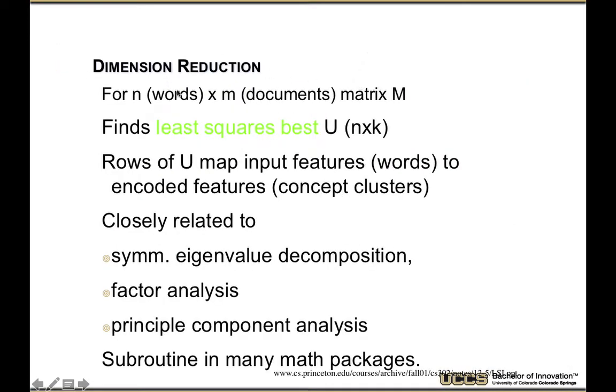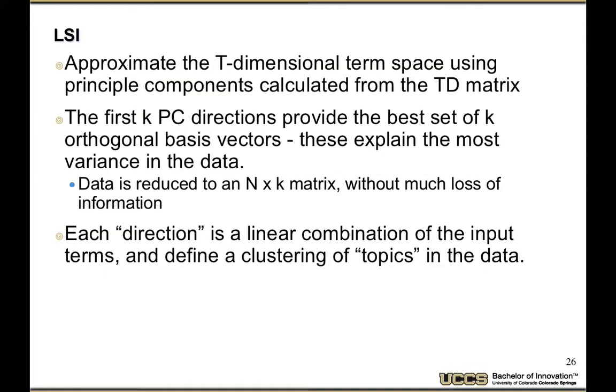So we're going to start off with n words by m documents, and we're going to find the least squares best n by k matrix, where the rows of m map input features to encoded feature clusters, and the columns of the singular vector are going to actually tell us the things that are in the cluster. It's very related to eigendecomposition, factor analysis, principal component analysis. And SVD is a subroutine in many math packages. For your assignment, you're going to be allowed to pull in those if you want them.